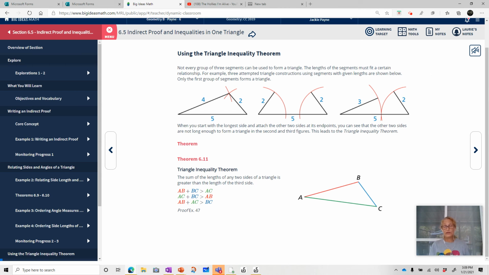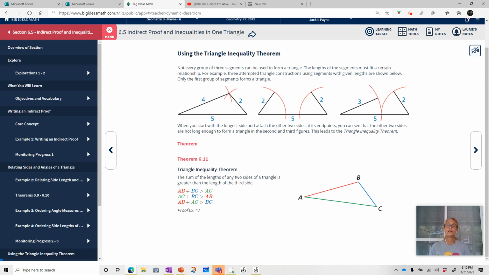not every 3 lengths can form a triangle. Here's 3 examples. The lengths of the segment have to fit a certain relationship. For example, 3 attempted triangle constructions using segments with these lengths are shown below. So this works, but this does not, because 2 and 2 can't come together to make the 5. And this almost works, but if you bring the 2 over here, it actually doesn't work. So it has to be a little bigger than 5.